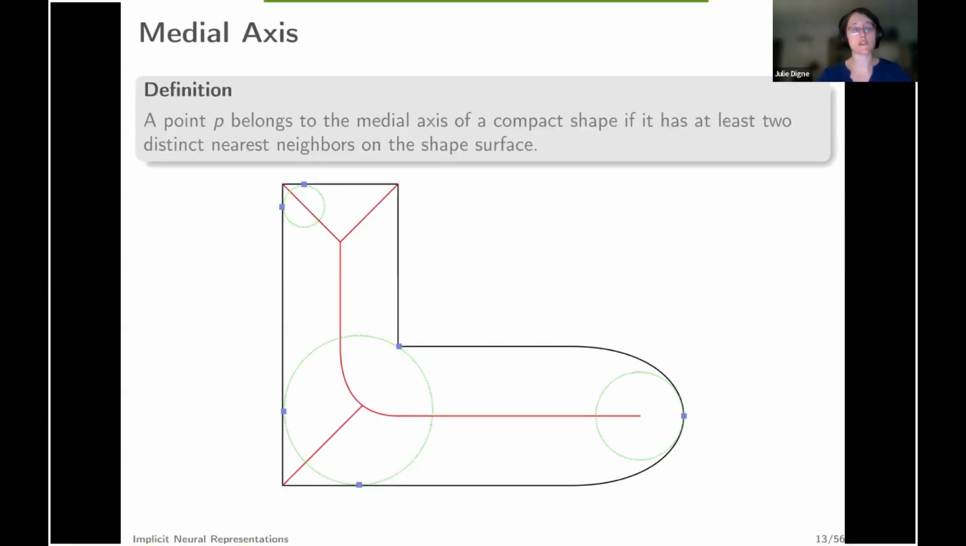So let me go back to the definition of a medial axis. The general definition is that it's a set of points which have at least two distinct nearest neighbors on the shape surface. In 2D, it will be a set of lines, and if the shape has features, then the lines will go toward the feature corners. In 3D, it can be both linear and locally surfacic, but it's the same definition: a set of points which has at least two distinct nearest neighbors on the surface.